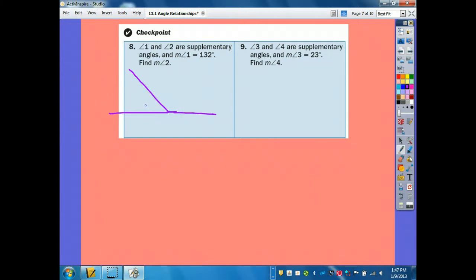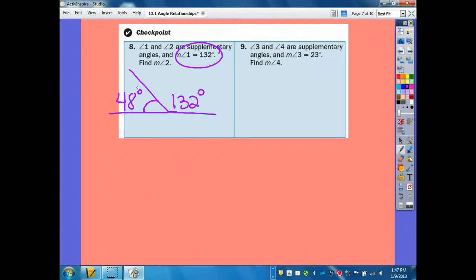They tell me angle number 1 is 132 degrees. Would that be the one on the left or the right, do you think? Right. The bigger one, 132 degrees. So what does that make angle 2? 48 degrees. Correct.